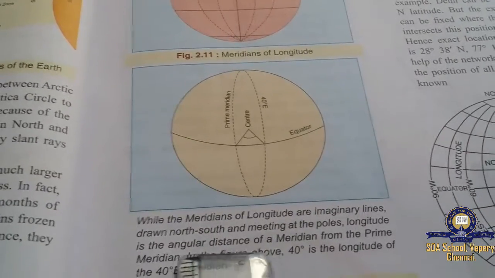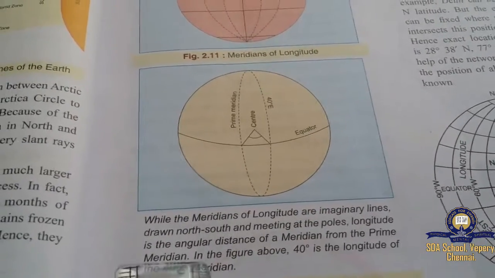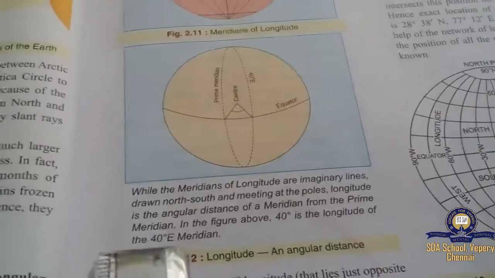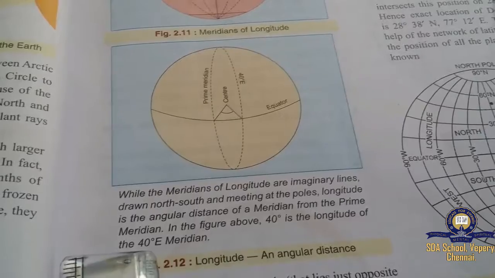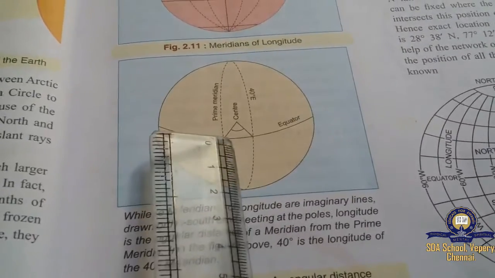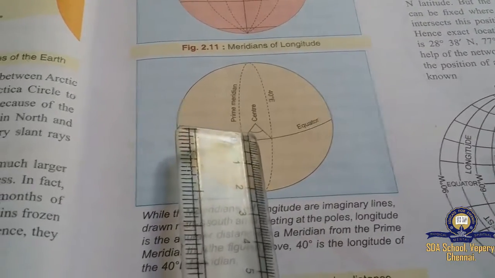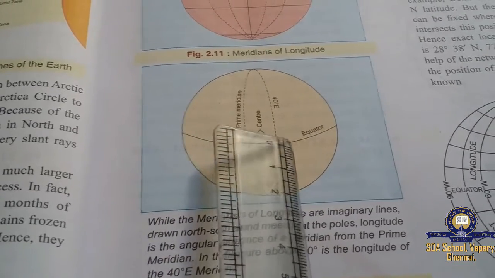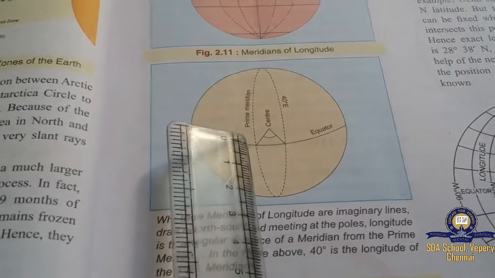Longitude is the angular distance of the meridian from the prime meridian. In the figure, 40 degree is the longitude of the 40 degree east meridian. See this one. Okay, this is the prime meridian. From there it's 40 degree east, this side 40 degree south.